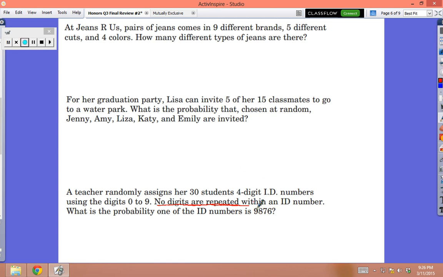So this is definitely a permutation, because the order matters. So what are the chances that this first slot is a 9? She's got 1 9 out of 10 numbers to choose from. What about the second slot being an 8? There's only 1 8 in there, but now there's only 9 numbers to choose from. The chances she chooses that 7 in the third position, there's 1 7, but now there's only 8 left. And the chances she chooses 6, there's 1 out of 7.